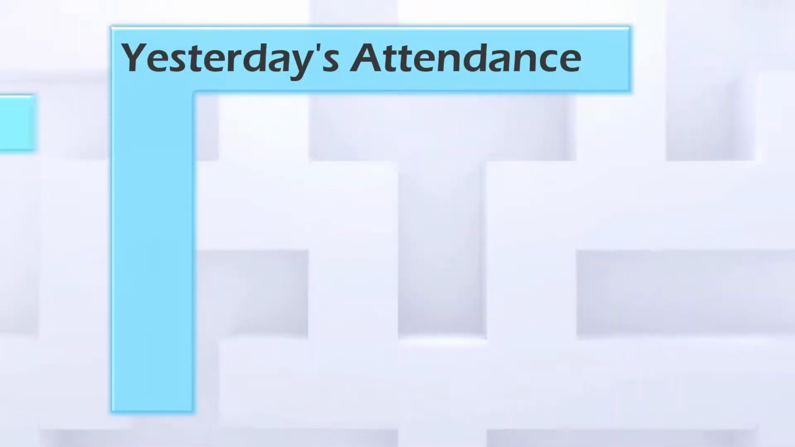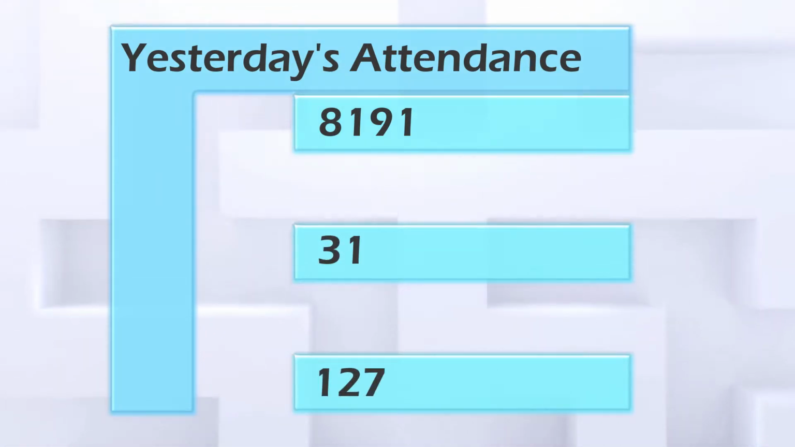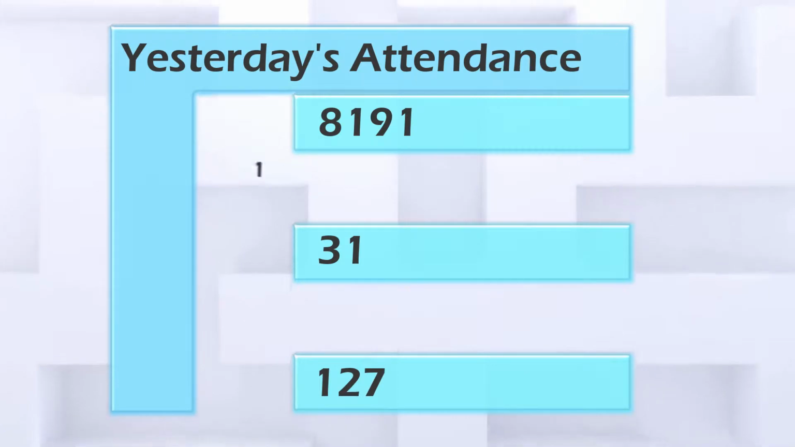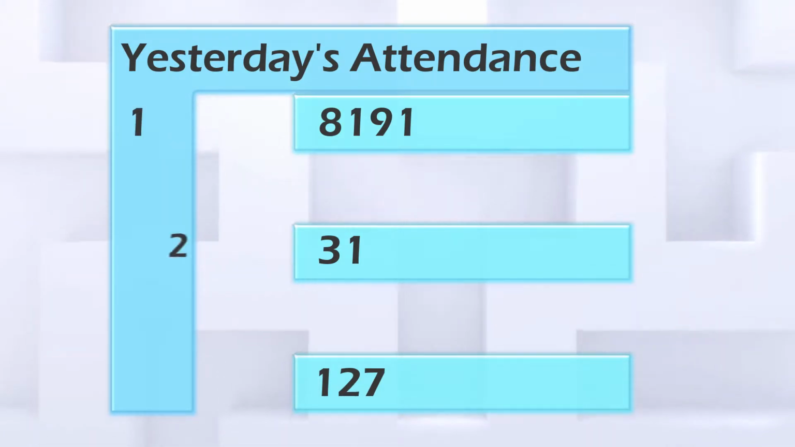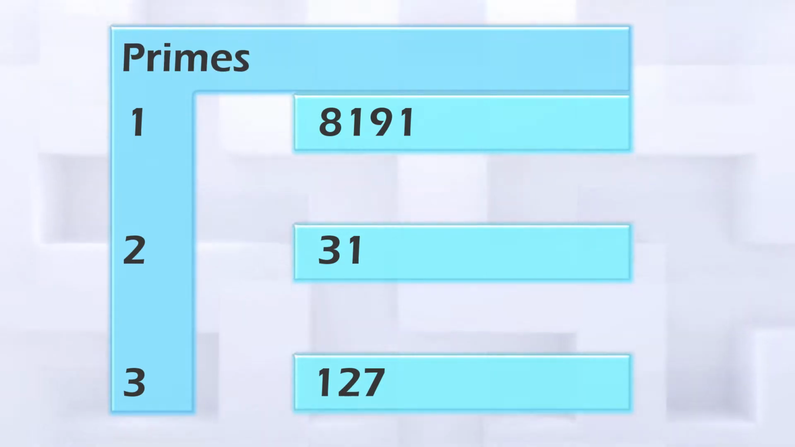Yesterday, a group of music fans attended a music concert. Here's the attendance list. How many music fans visited the concert? Which of the three numbers is correct? 1, 2, or 3? The numbers have one common property. They are prime numbers.